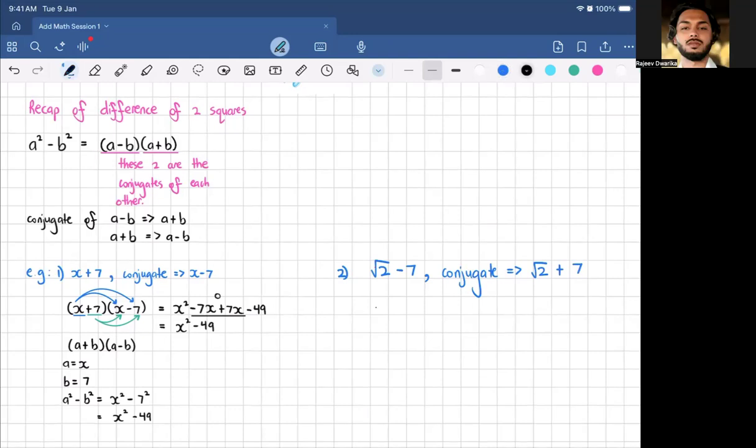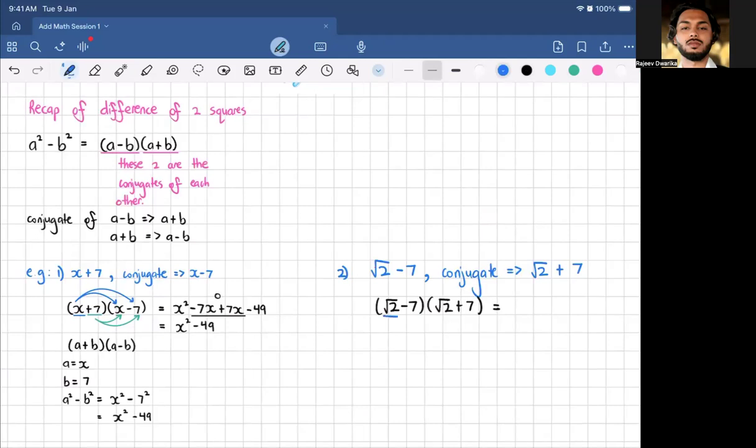So let me do the full work in here. Root 2 minus 7 by root 2 plus 7. Can you see that we multiply conjugates by each other? Yes. So is it an example of difference of two squares? Yes. Once we multiply any conjugates, it's a difference of two squares. And so let me do the working now, right?